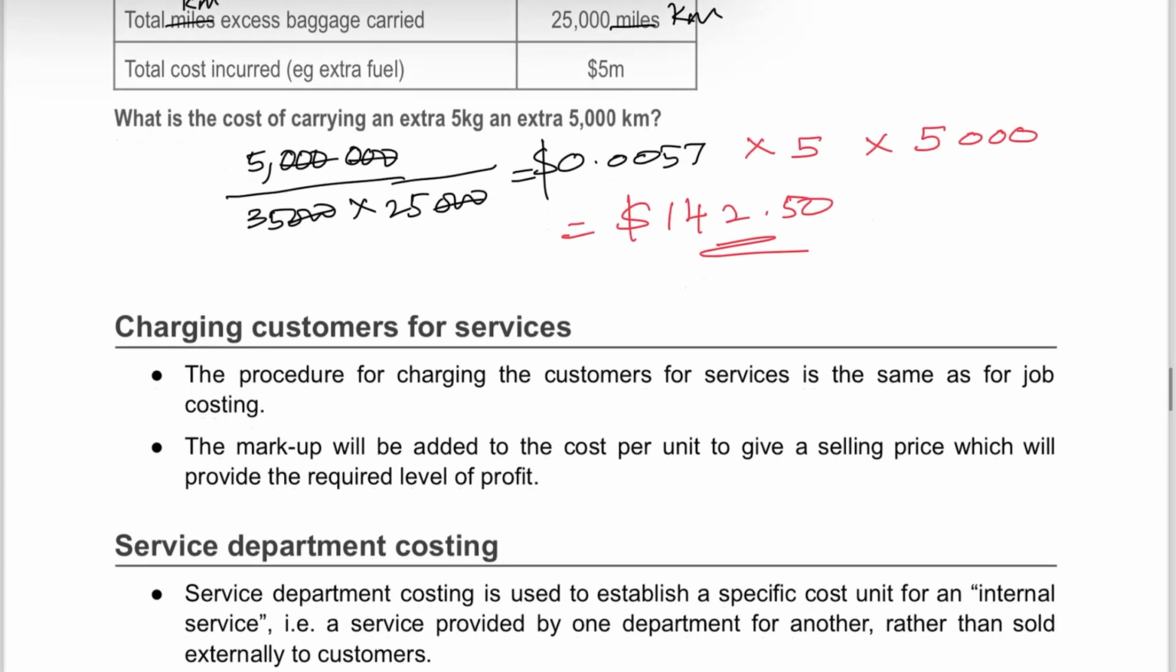So basically, when we charge customers for services, like I mentioned a minute or two ago, it's the same as for job costing. We simply add a markup to the cost of offering the service to determine the price, or the rate, we're going to charge for the service.